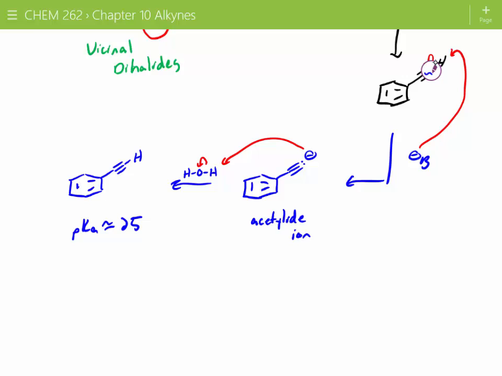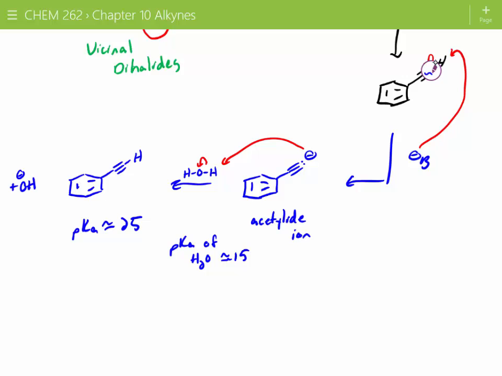Yep? So in the last step, do you also make hydroxide? Yeah, so let's take a look at this. If we form OH minus, is OH minus a strong enough base? We know that the pKa of water is about 15. So in this case, water is more acidic than our alkyne, so it's going to push the reaction towards the reactant side. So in this case, hydroxide is not a strong enough base to deprotonate our alkyne.